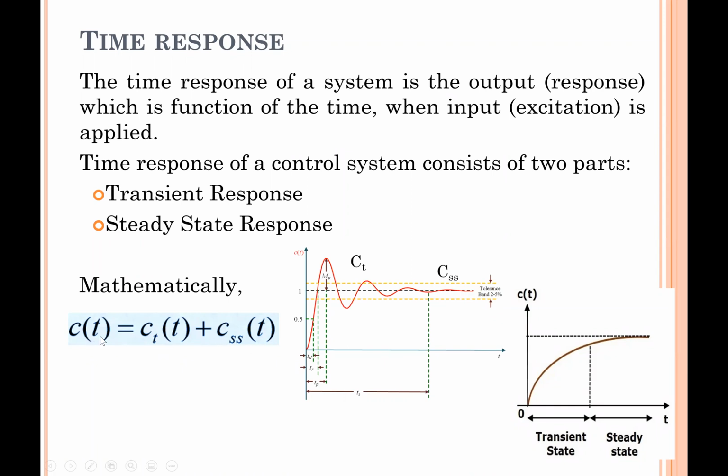So c(t), the time response, is equal to c transient plus c steady state. This small t indicates transient, and over here small s indicates steady state. So the complete time response of the system is the combination, or you can say the addition, of the transient response as well as the steady state response.